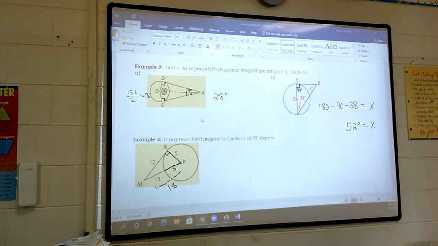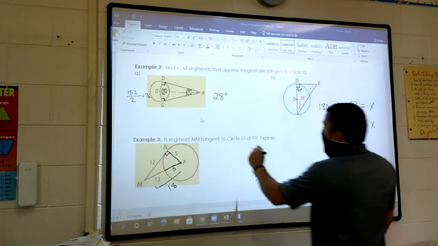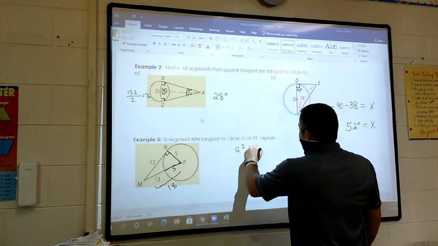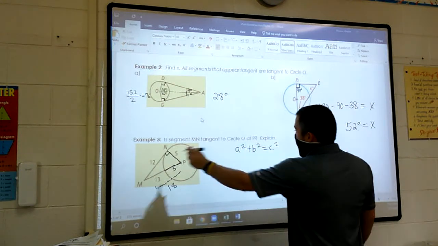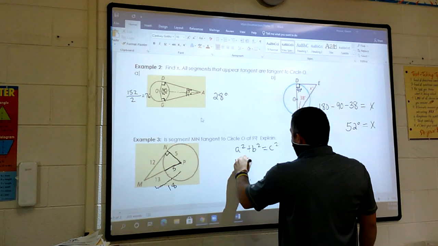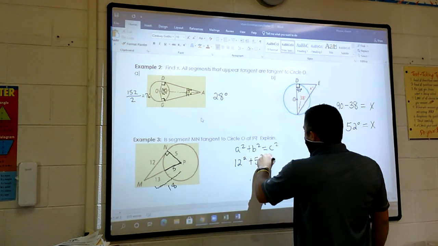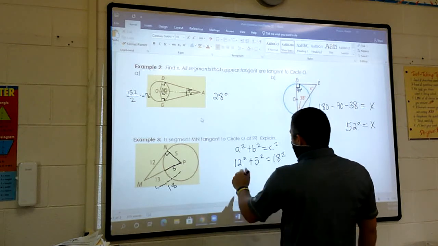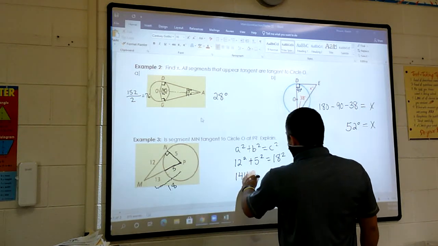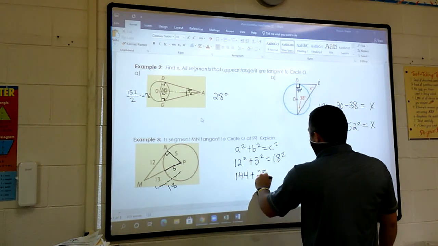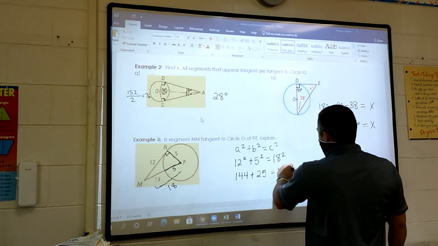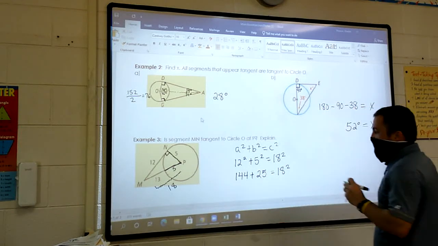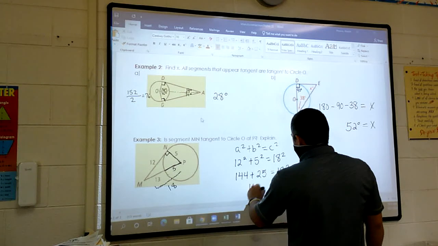We're going to see if it works. That's how we prove if it's tangent or not. Does the Pythagorean theorem work? A squared plus B squared equals C squared. All right, let's try it. So A squared, we use our two legs. 12 squared plus 5 squared equals 18 squared. Let's see if that works. 12 squared is 144 plus 5 squared is 25 equals 18 squared. 144 plus 25 is 169.